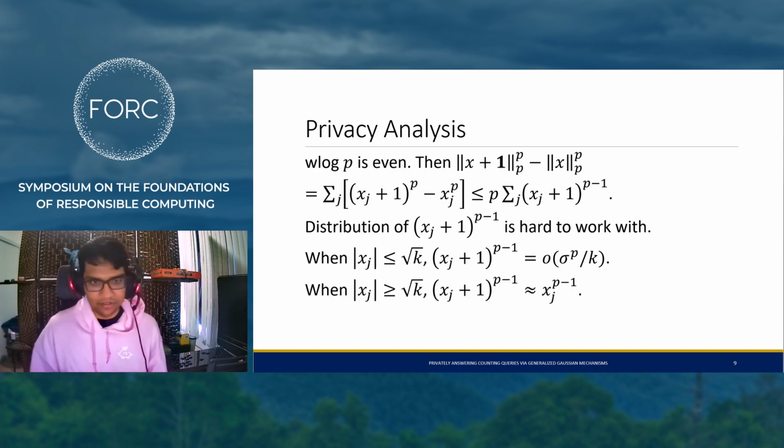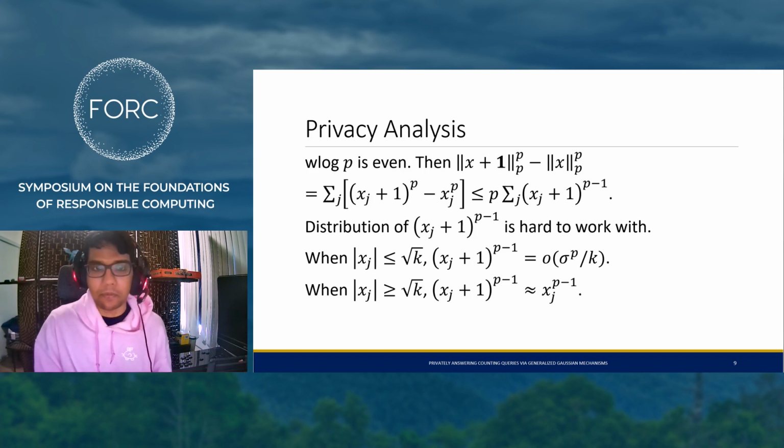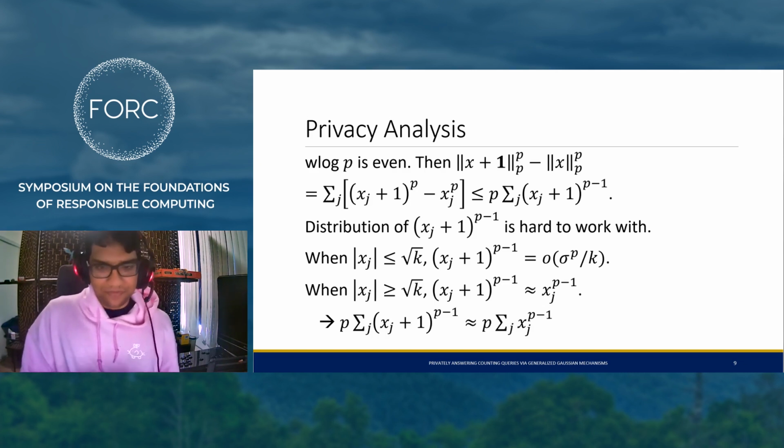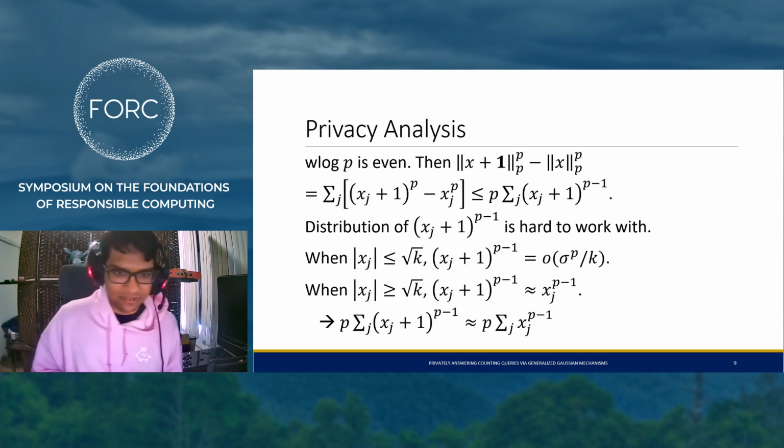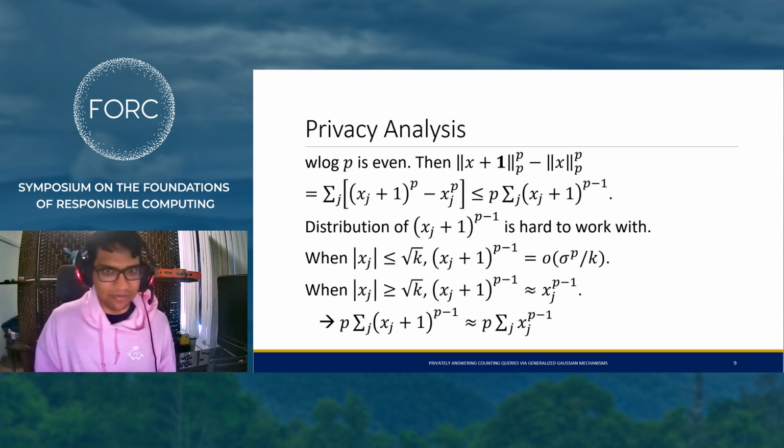And then when xj is large, xj and xj plus 1, even when we raise them to the p minus 1 power, differ by basically 1 plus little o of 1 factors. So we can treat (xj plus 1) to the p minus 1 as being roughly equal to xj to the p minus 1. There are some technical details I'm skipping over here, but for purposes of understanding, this is all you need to know: using this case analysis, we can treat (xj plus 1) to the p minus 1 as being xj to the p minus 1. Putting it all together, we can approximate this harder variable to work with by just the sum over xj to the p minus 1.